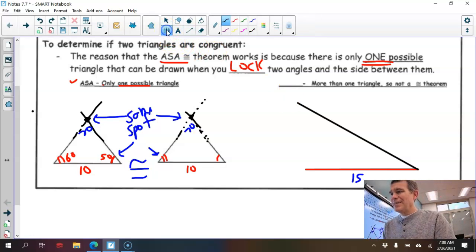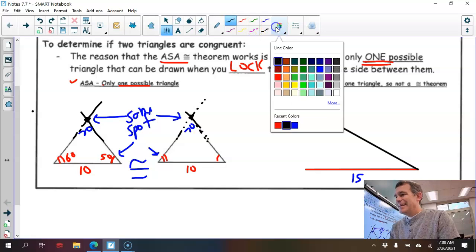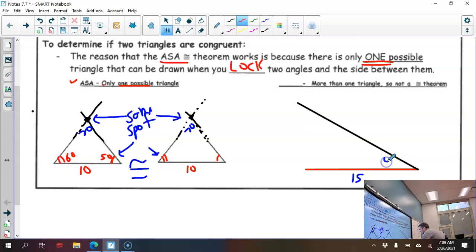But what I do want to lock in is the angle. So I'm going to make this angle, let's say 40 degrees. I am locking that in. So my things that are locked are the blue things, right? The 40-degree angle, I am not allowed to mess with. The length of this red line at the bottom is 15. I am not allowed to mess with that.